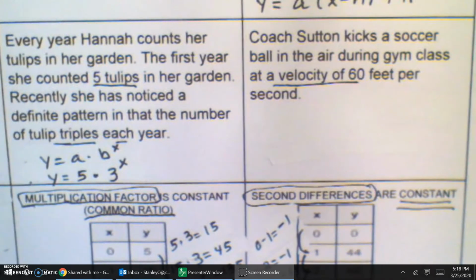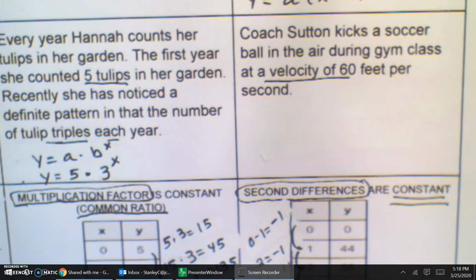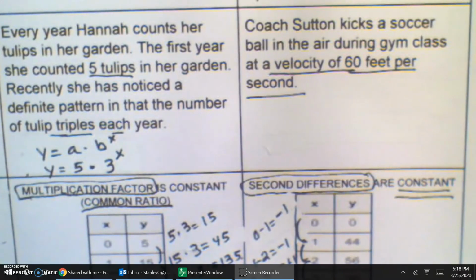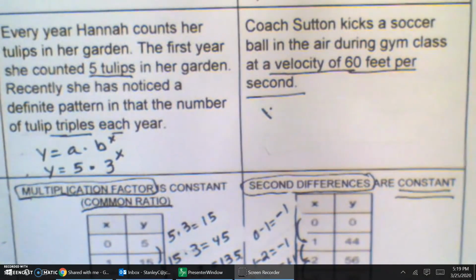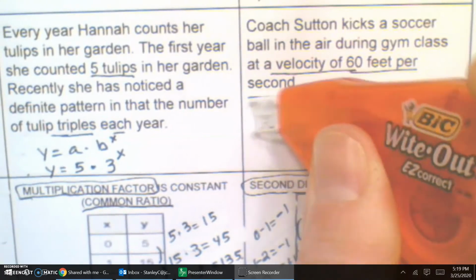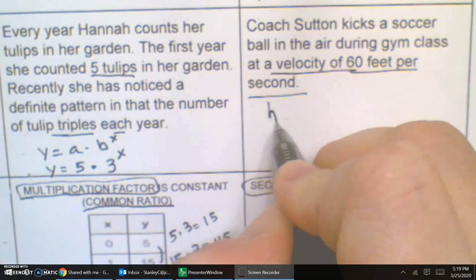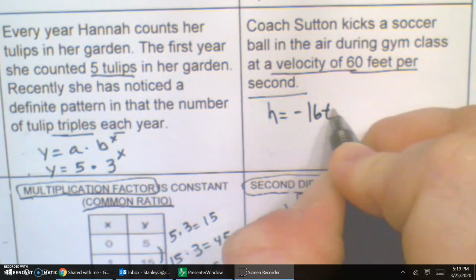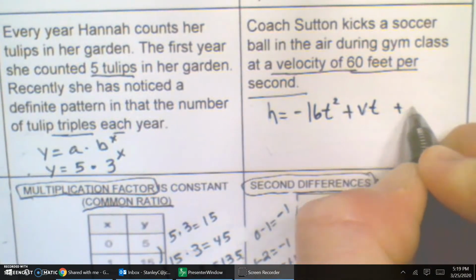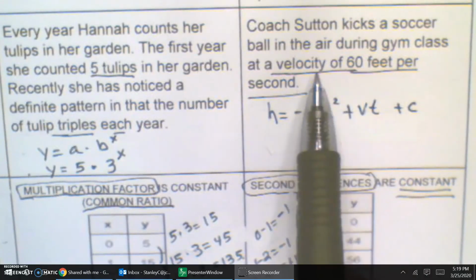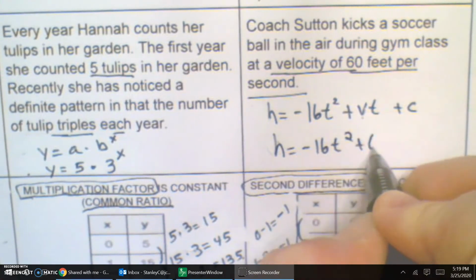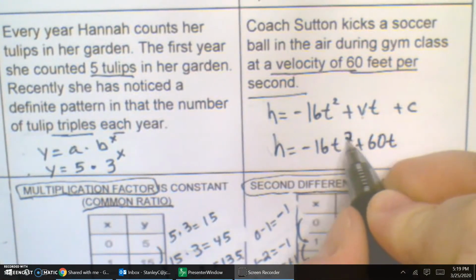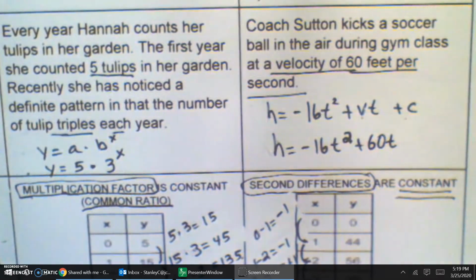Last model, quadratic. Coach Sutton kicks a soccer ball in the air during gym class at a velocity of 60 feet per second. Velocity. So in chapter 12, or unit 12, we used the form h is equal to negative 16t squared plus vt plus c. We would plug the velocity in for v. We do not have a starting height, so c would just be represented as 0.